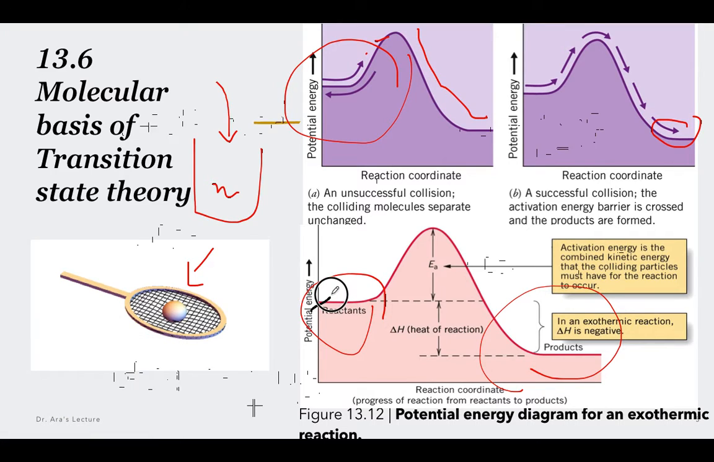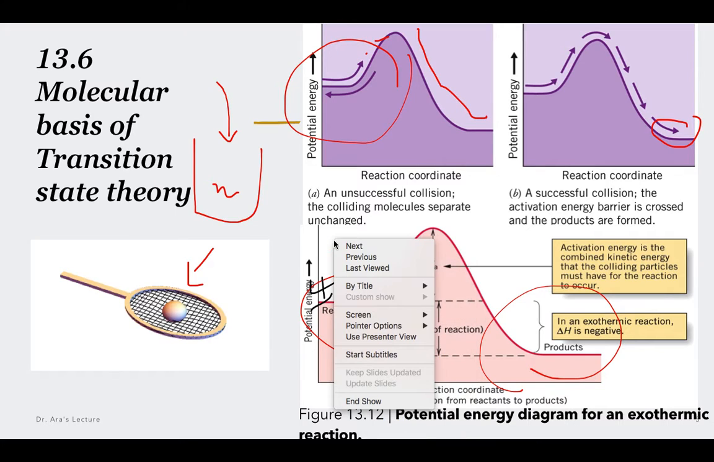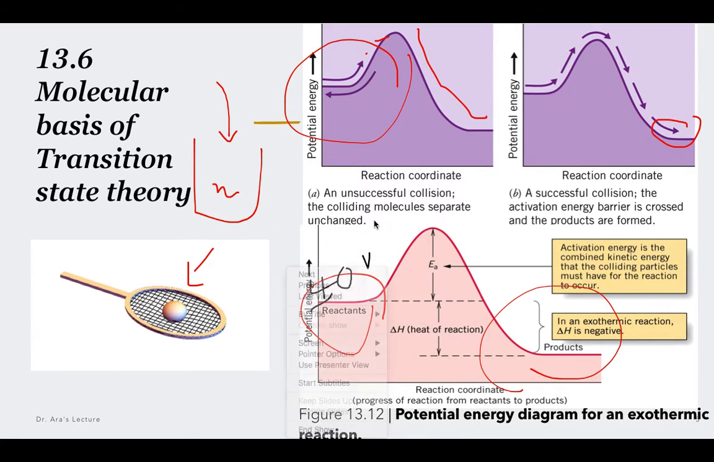Let's consider that this is where we start from. Just consider this is 40 kilojoule per mole. Sorry, kilojoule per mole, just a unit. So after a successful collision, reactants come close together and we find the product.